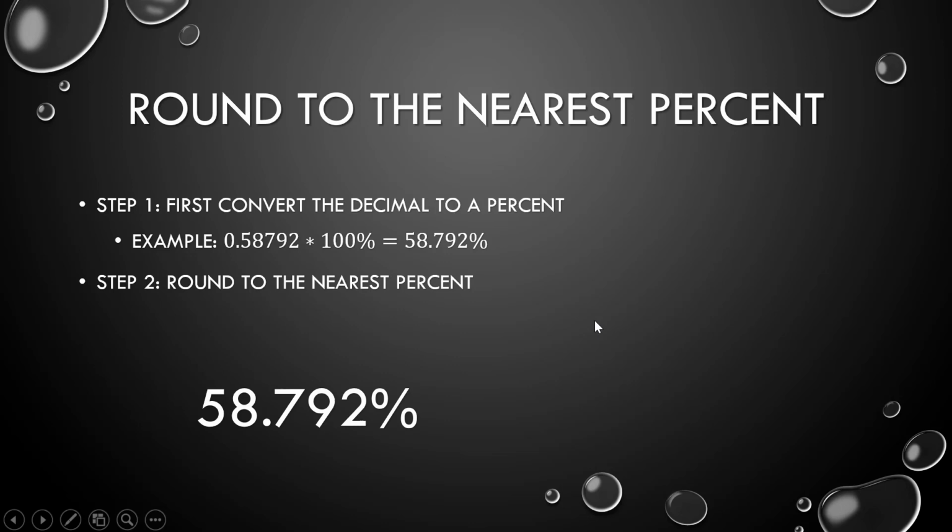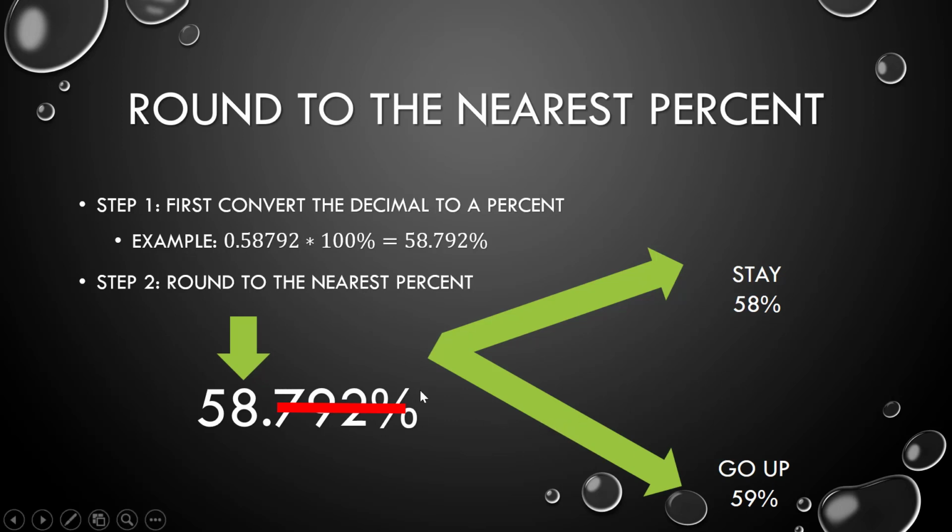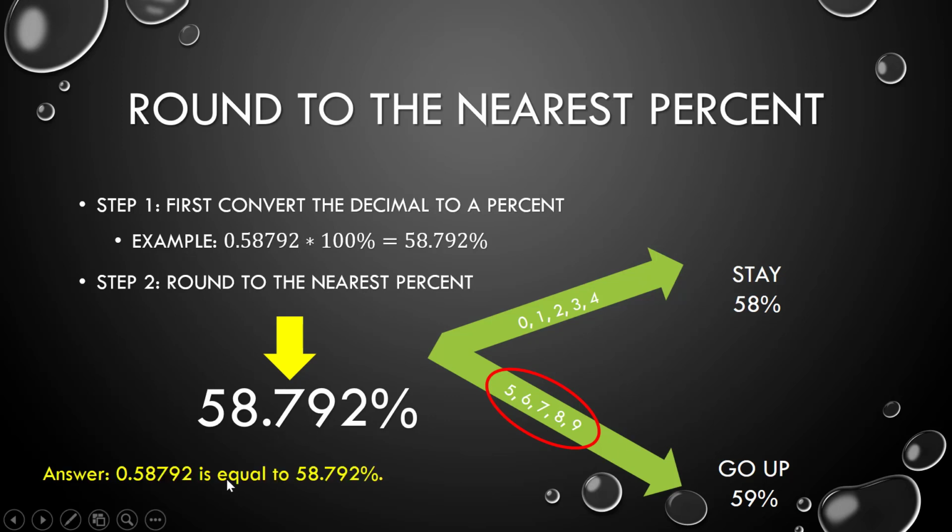Well, what does that mean? That means that this digit is the last digit we write. We're not going to write any other digits. So again, we can either stay at 58 or we could go up to 59. Those are our only two choices. The way we make that decision is by looking at the number to the right of the 8, which in this case happens to be a 7. Therefore, we must round this number up to 59.